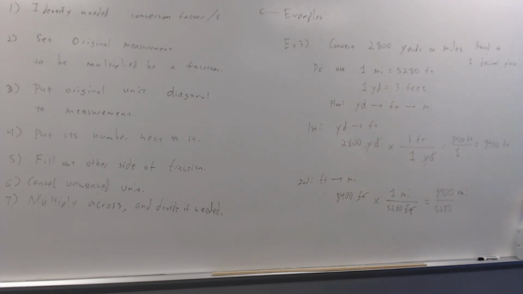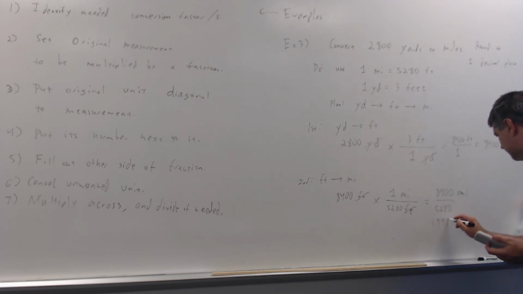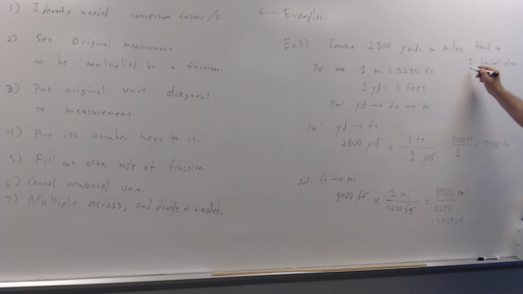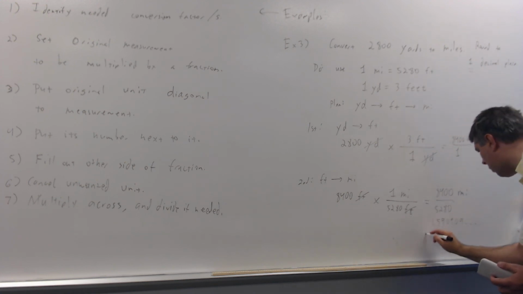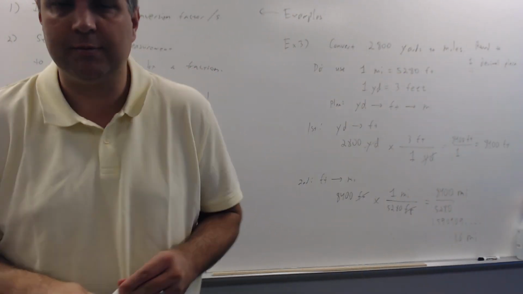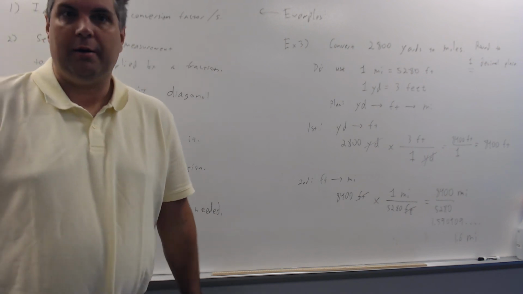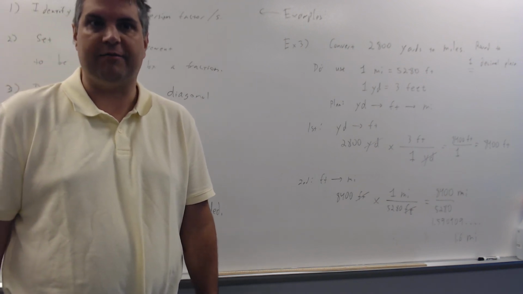All right, so 8,400 divided by 5,280 is 1.590909, and so on. It says round to 1 decimal place, so that's going to be 1.6 miles. The direction said to round to 1 decimal place. I'm going to call this, for now, the end of the video.